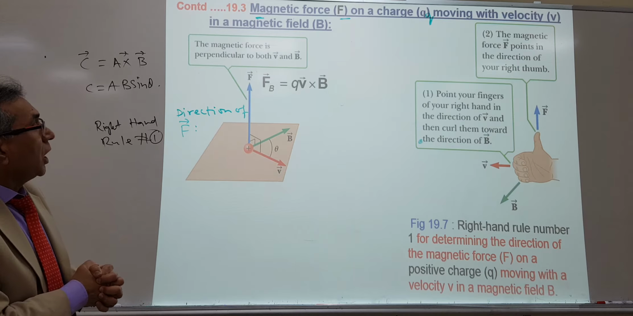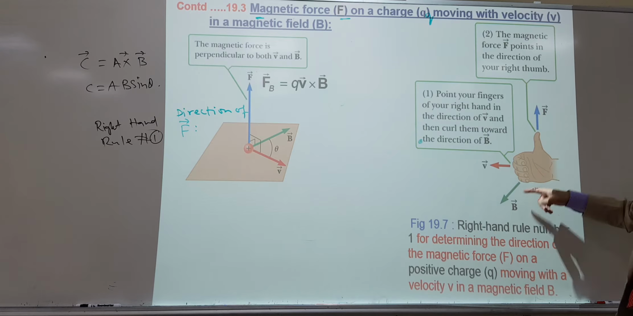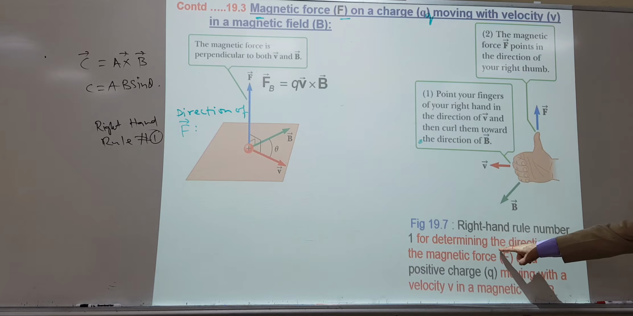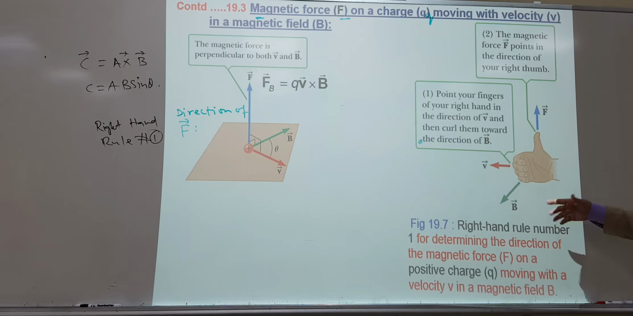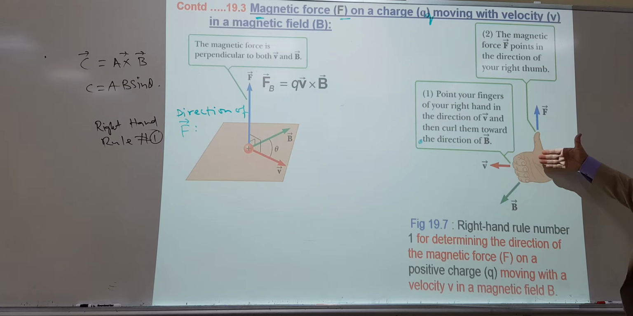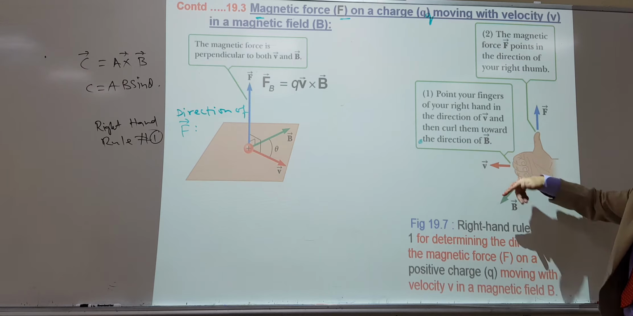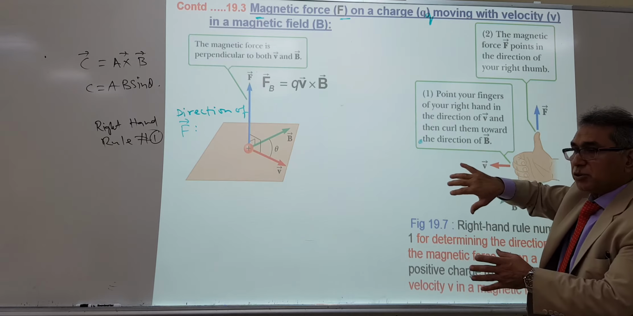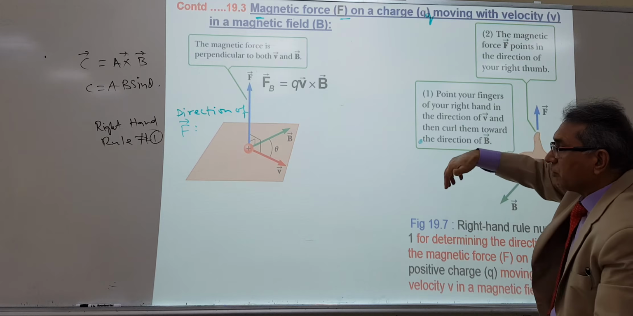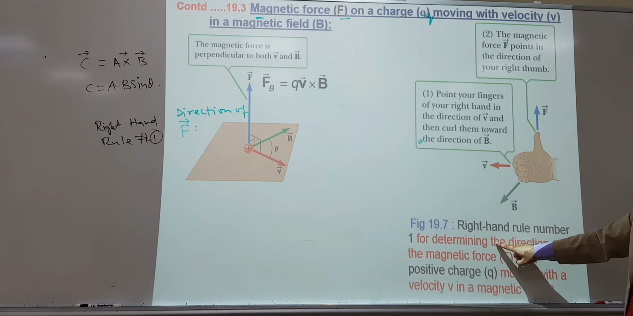Right, so this is how we do it. Again, right hand rule number one, for determining the direction of the magnetic force on a positive charge moving with a velocity v in the magnetic field. Four fingers in the direction of velocity, to the magnetic field, and the thumb gives the direction. If they are in the opposite direction, we have to move our hands similarly in the given way. This is for the positive charge.